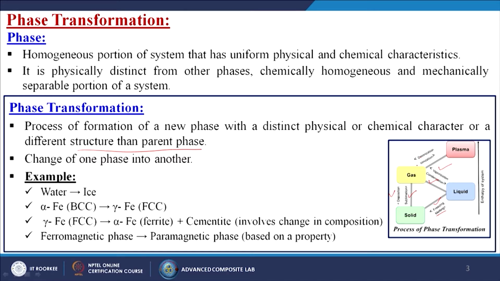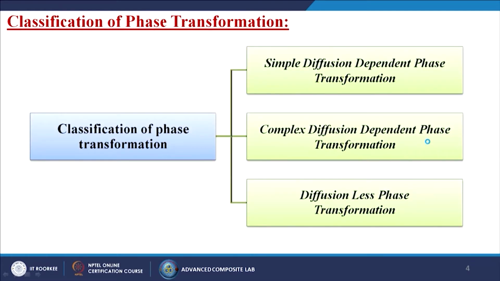So, directly, if I want to go from gas to plasma, it is called the ionization process, and from plasma to gas it is called the deionization process. So, now we have to discuss the classifications of the phase transformations. It is divided into three parts.